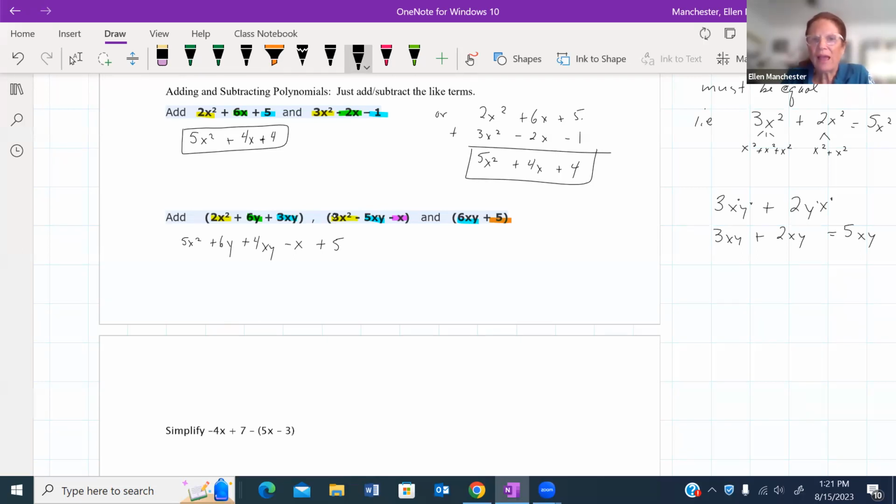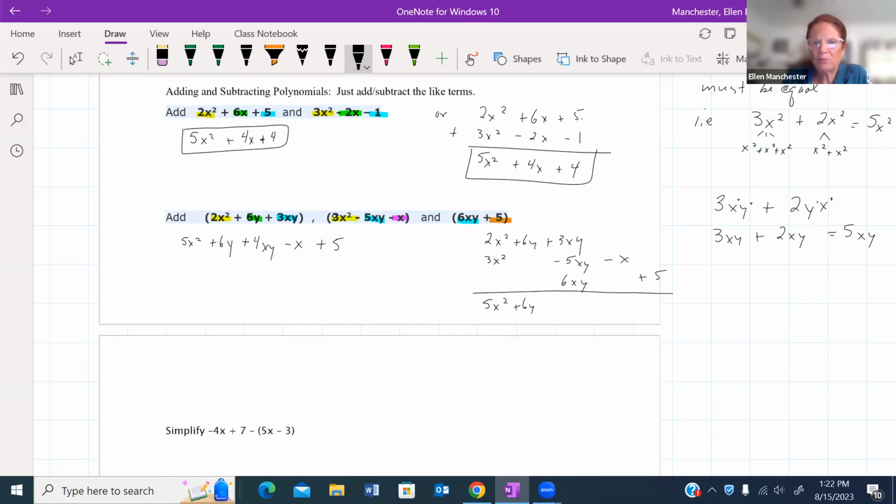So here is adding them where you line them up. So I'm going to rewrite this one, 2x squared plus 6y plus 3xy. And I'm adding 3x squared, so 3x squared, I don't have any y's, so minus 5xy, and I don't have any x's. Okay, and then I'm going to put this one and line them up in the right spot. So 6xy, and I don't have any constants, so I'm going to put that out here. So now you can see all the x squareds are in the right column.